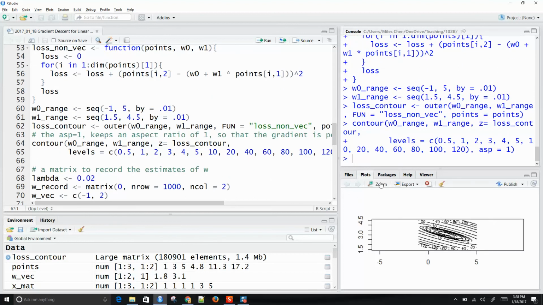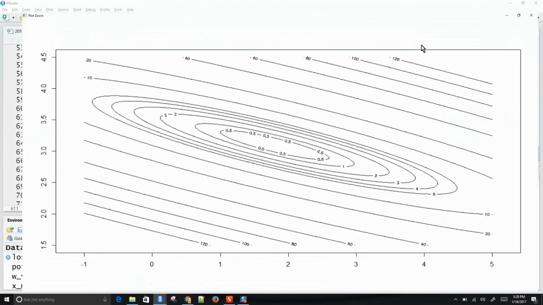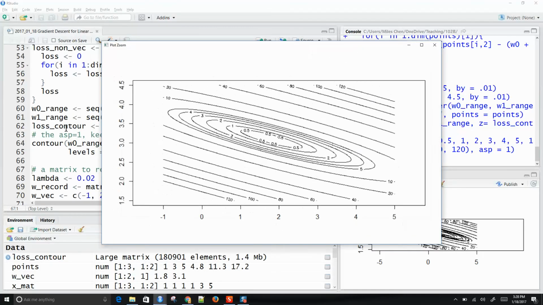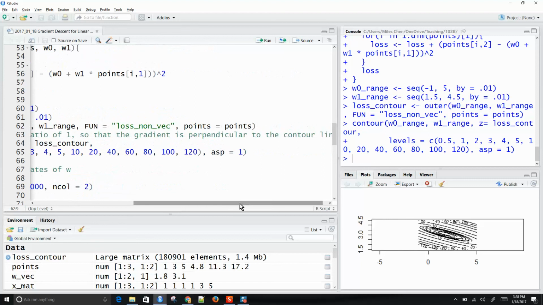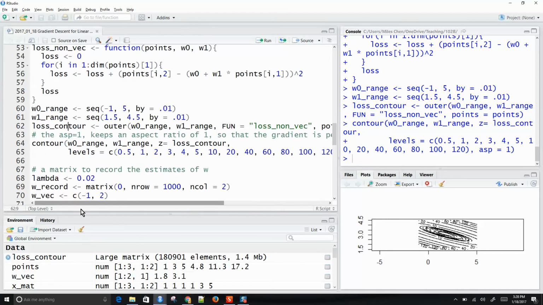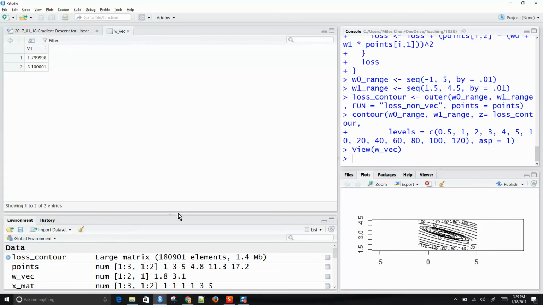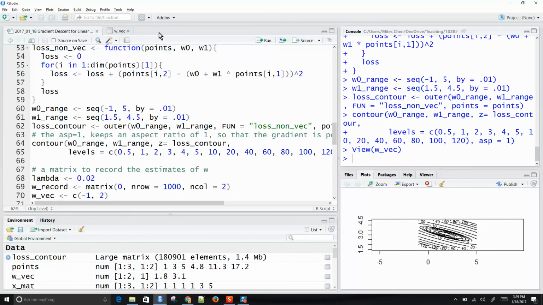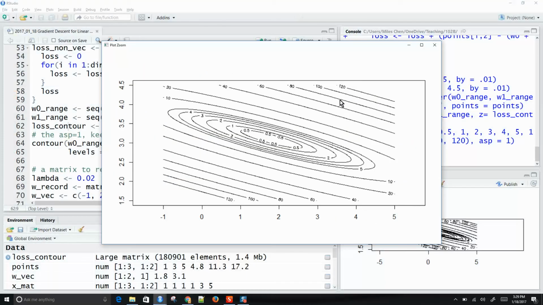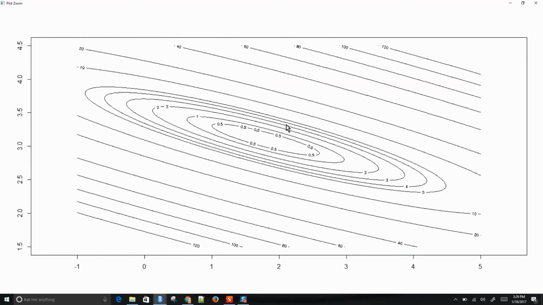So let me just show you. This is our contour plot. One of the options that I'm using for the contour plot is asp equals 1. This preserves an aspect ratio of 1, and that's important if you want to see that indeed the gradient is perpendicular to the contour lines.